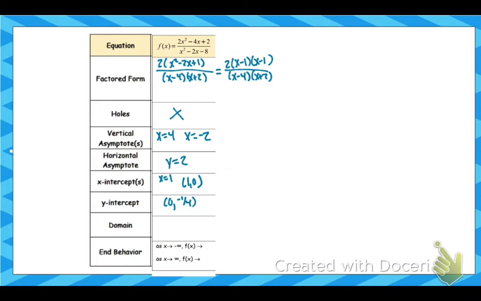Domain, we're going to skip both vertical asymptotes. So start at negative infinity. I'm going to go to the smaller number first. So negative 2. Pick back up. Go to the next number. And pick back up and keep going. And then end behavior, we're going to approach the horizontal asymptote at 2.